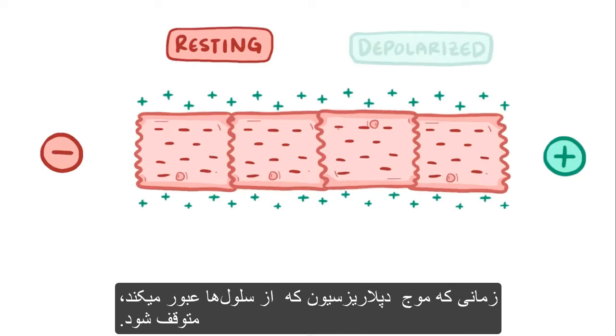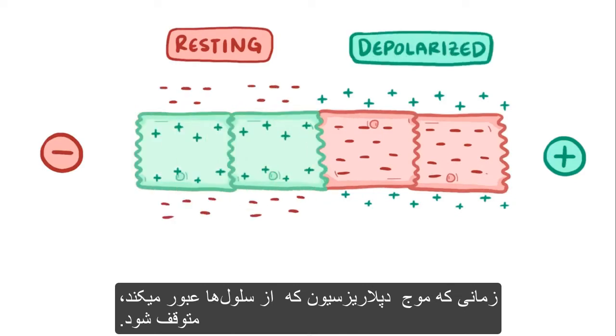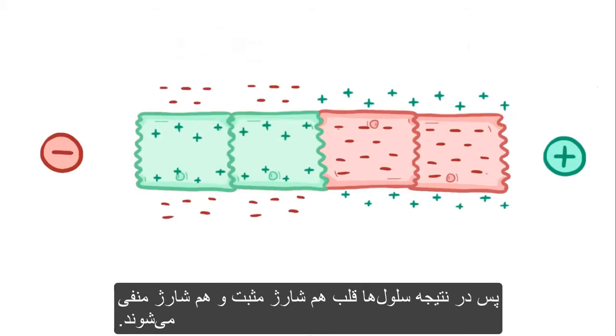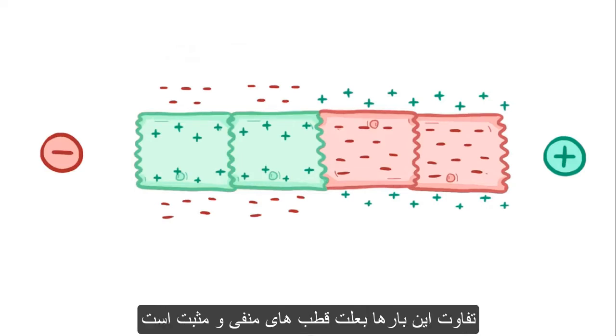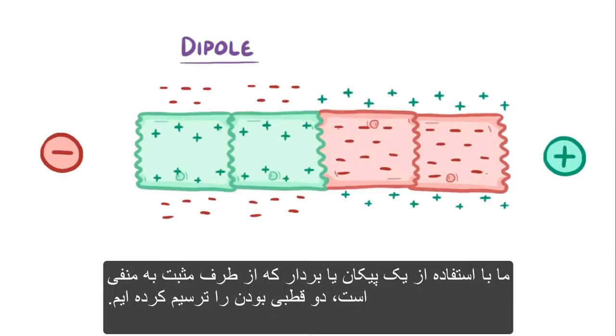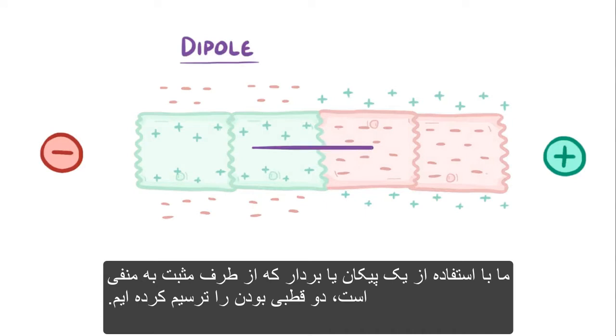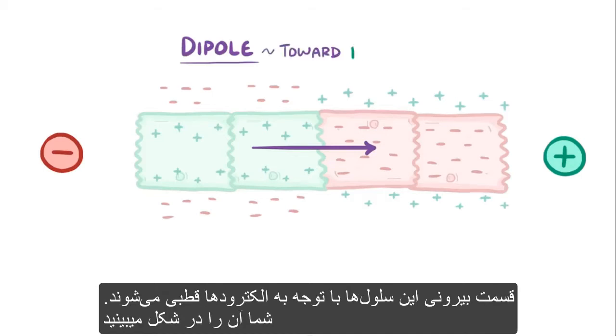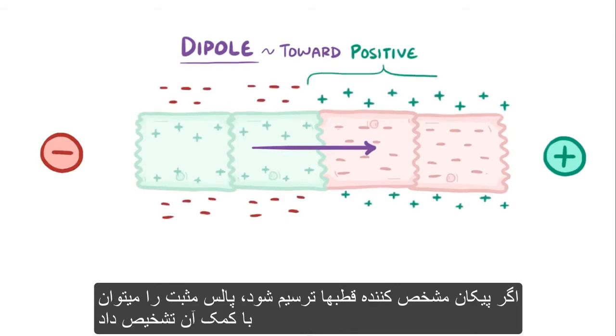Now, if we freeze this wave of depolarization as it's moving through the cells, half of the cells are positive or depolarized, and half are negative or resting. And so there's a difference of charge across this set of cells. You can think of the charge difference as being a dipole, because there are two electric poles. And we can draw this dipole out as an arrow or vector pointing towards the positive charge. And remember, the electrodes detect charge on the outside of the cell. So this points toward where the positive charge is outside the cell.